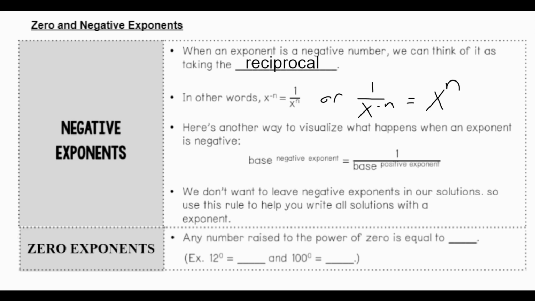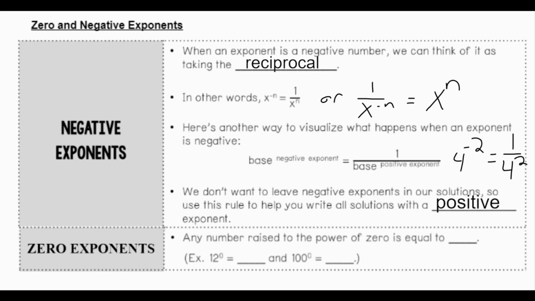Another way that we can visualize it, again, if we have a base to a negative exponent, say 4 to the negative 2, this is going to become 1 over 4 squared in the denominator. It's in the numerator, it goes to the denominator, and vice versa. If it were in the denominator, it would go to the numerator. We don't want to leave negative exponents in our solutions, so we use this rule to help us write all solutions with a positive exponent.